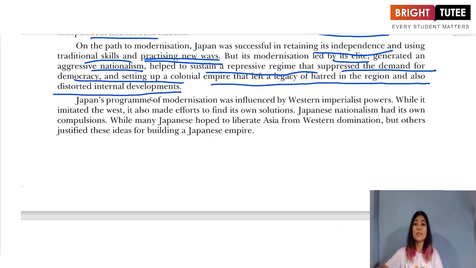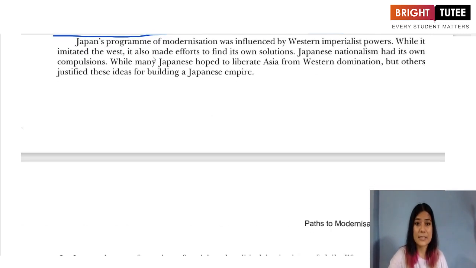distorted internal developments. Initially, this modernization was led by elites, the powerful leaders, powerful people who were militant, who were aggressive, and they developed an ideology of aggressive nationalism, which helped to turn Japan into a colonial empire, which expanded its territories and subjugated other countries and brought them under its colonial empire. Okay, so this of course resulted in a legacy of hatred in the region, in the region of the Far East.